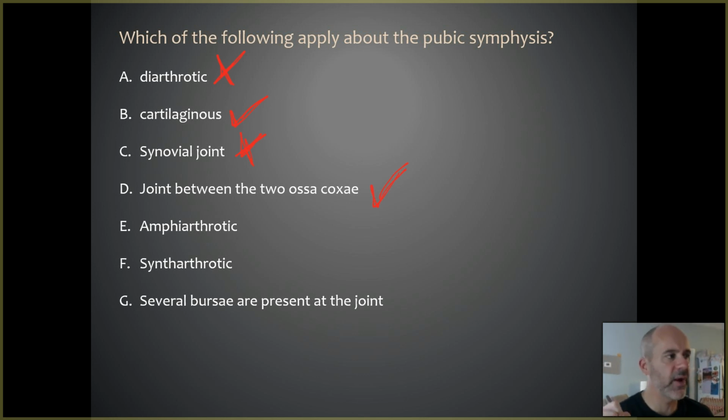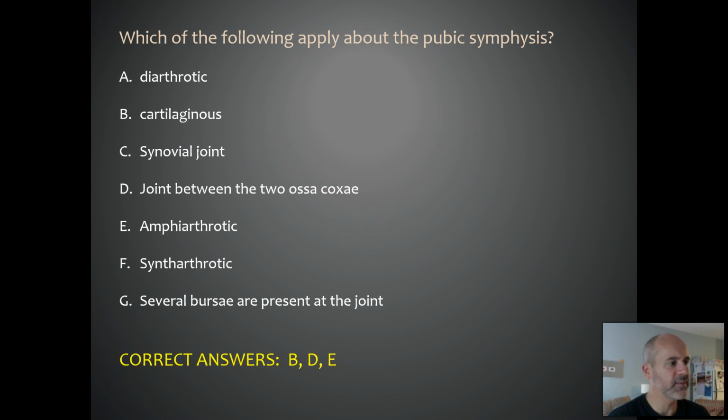Is this an amphiarthrotic? Let's look at E and F. Amphiarthrotic and synarthrotic. So which of those two? It's one of those two. We've already said it's not diarthrotic. Hopefully you're thinking amphiarthrotic on this one, which means that you do have some limited motion at the joint, which is good, because if you did not, then females would have a tough time with childbirth if there was no motion at the pubic symphysis. Synarthrotic, that's an immovable joint. Several bursae are present at this joint. Bursae is plural for bursa. And no, we didn't really talk about bursae being present at the pubic symphysis.